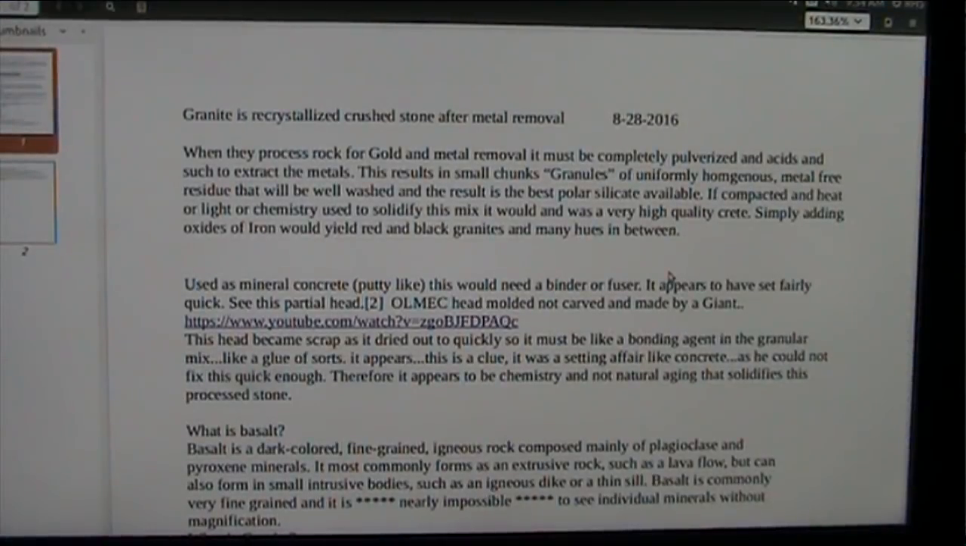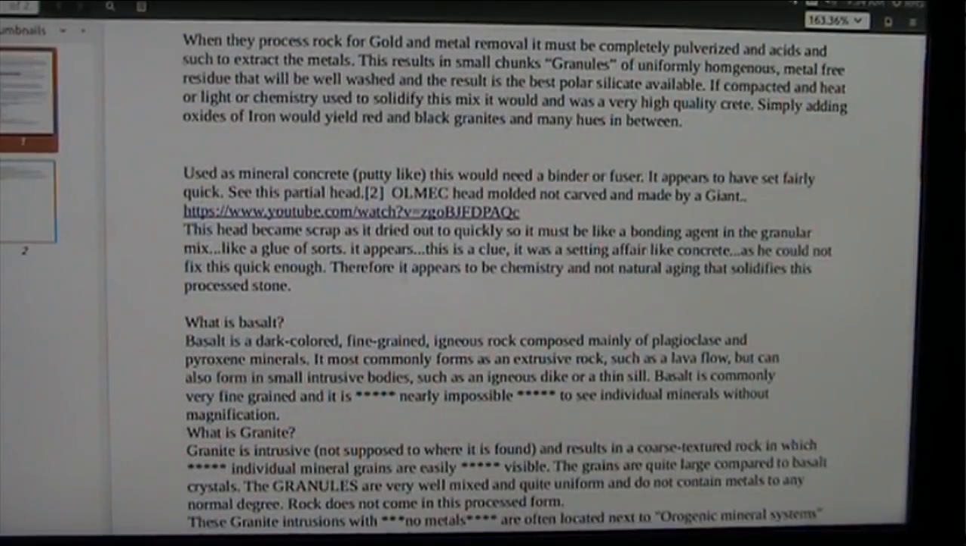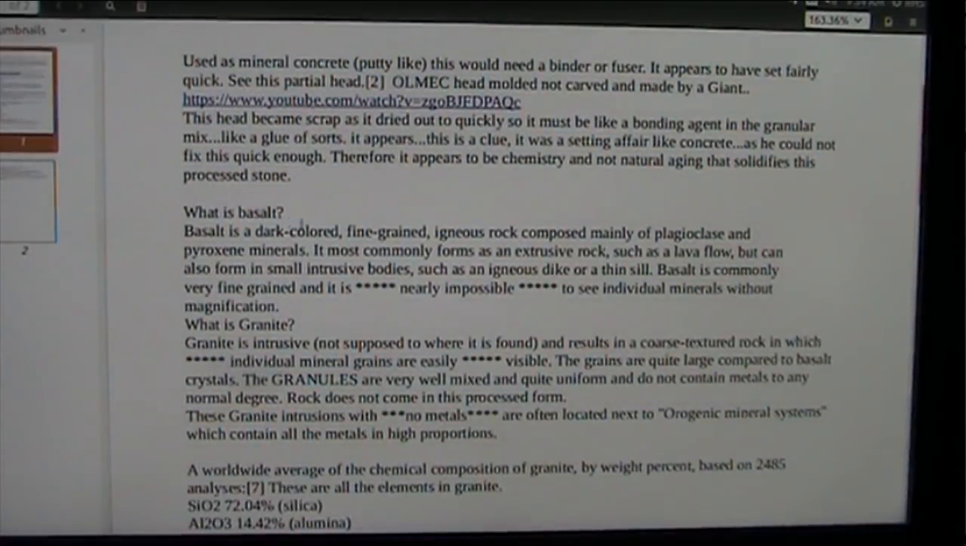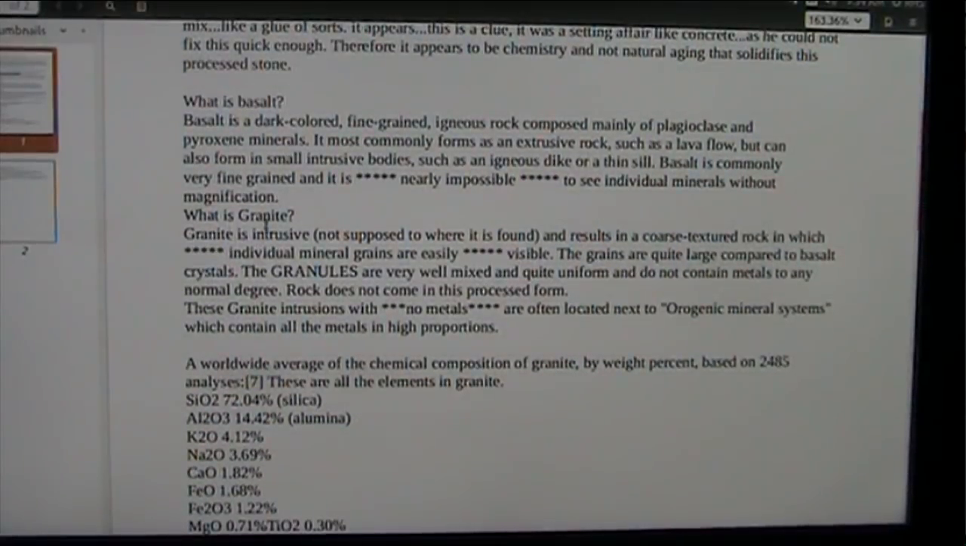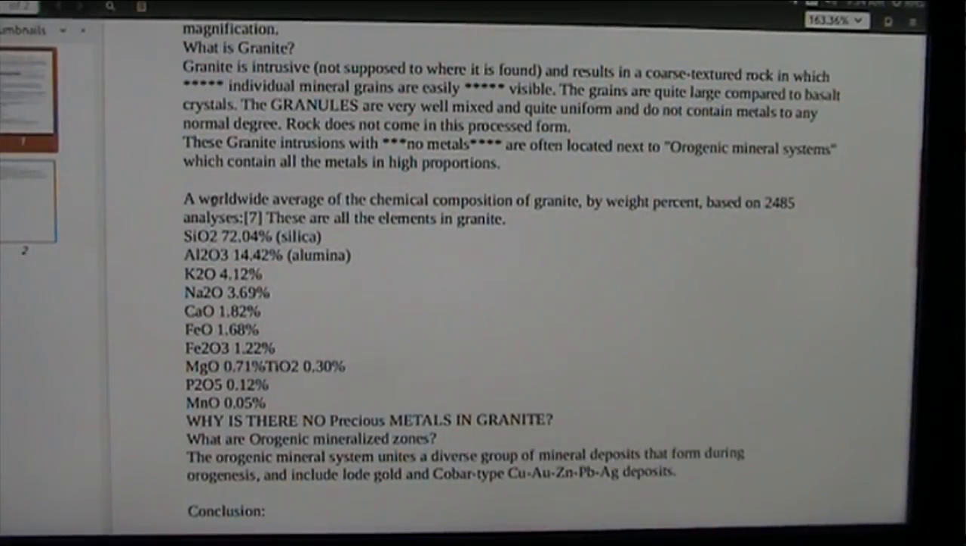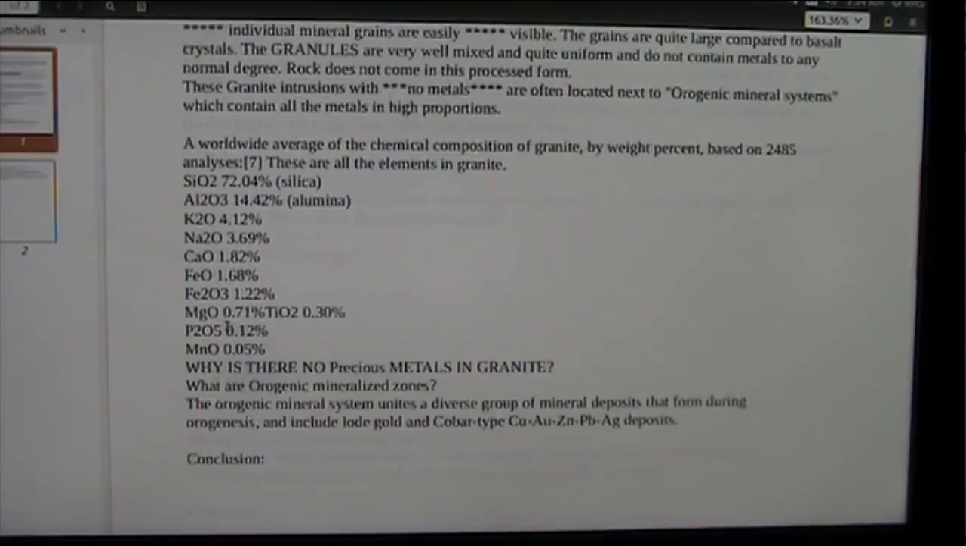All right, this is a paper I did a while back on granite, and it's recrystallized crushed stone after the metals were removed. Now, it goes on here, and then I can show an Olmec head that they actually were molding. A giant was molding it. It's not something they carved out of it. Basalt is the type of material I'm talking about, granite, which is not natural. Then I talk about what is basalt, and then what is granite. And this is the worldwide average of the chemical composition of granite. Silicon, and so on.